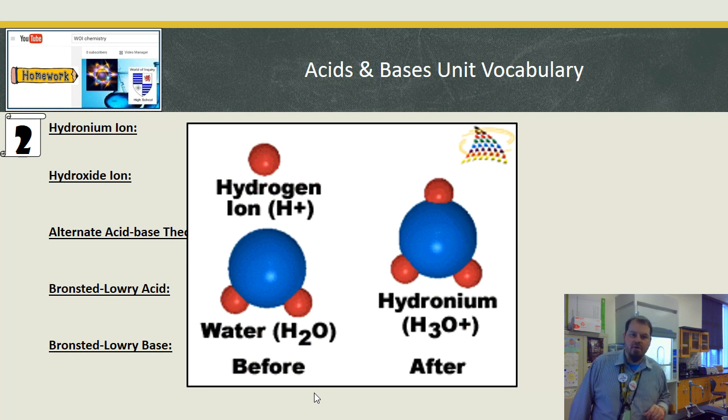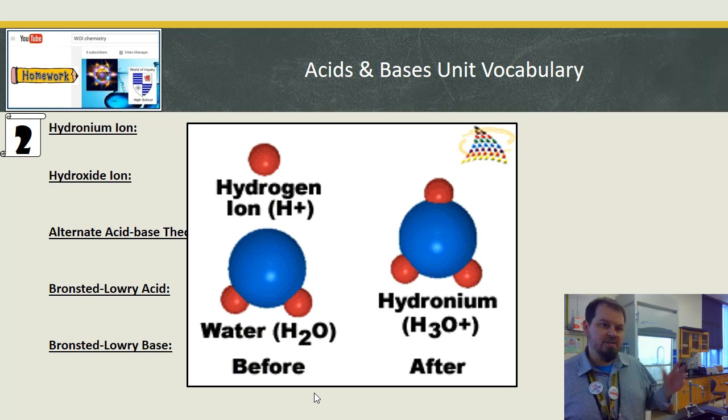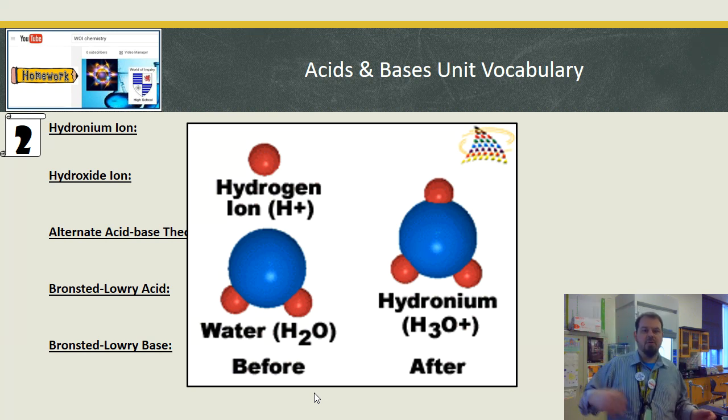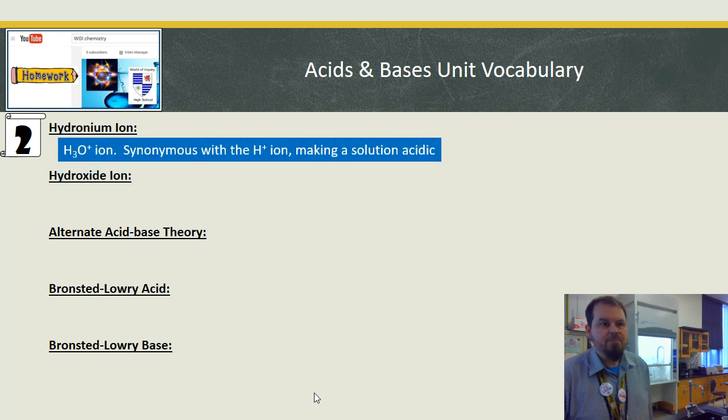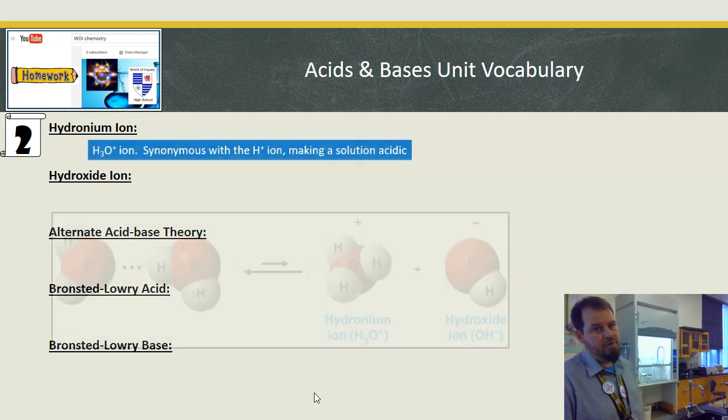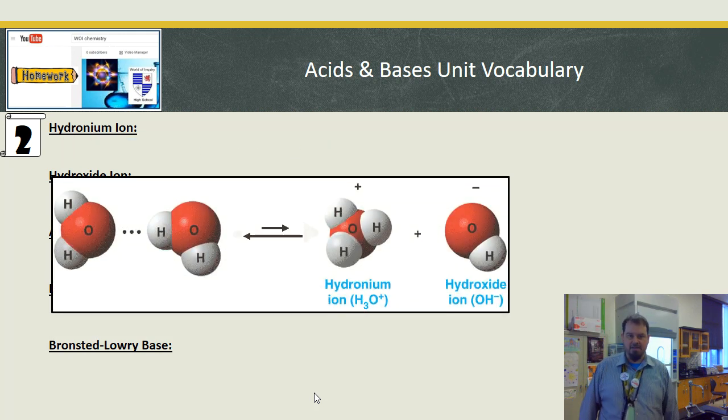Hydronium, fancy word for H3O+. Here's another picture, before and after. Take an H+, put it onto a water, you get an H3O+. They're going to form this equilibrium. So if H3O+ is around, H+ is around, because they're always going to be going back and forth. Okay, so H3O+ is the hydronium ion. It means the same thing as H+, which we need to know because this whole unit is about H+ and OH-. Here is another picture of what I'm talking about.